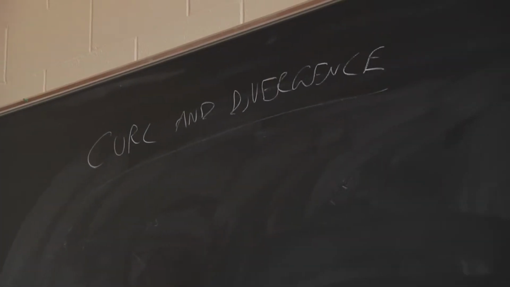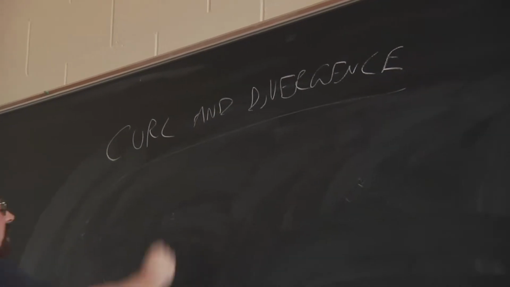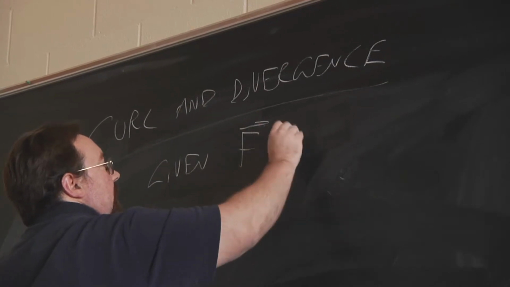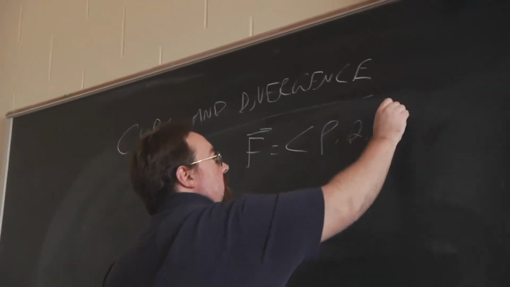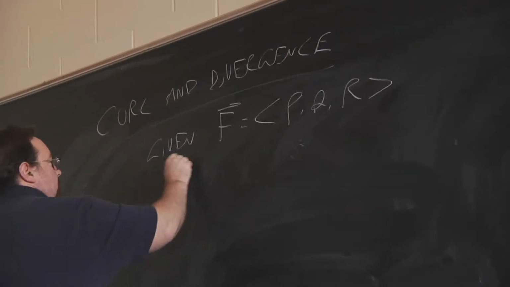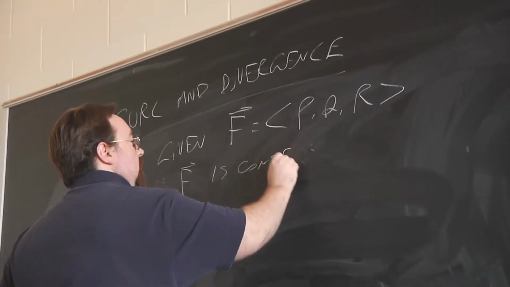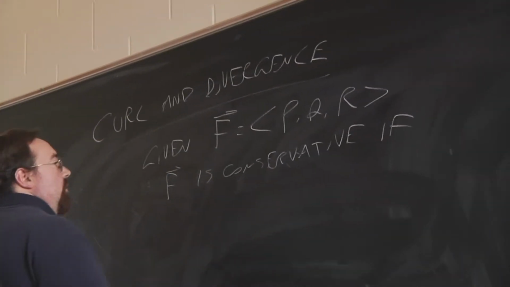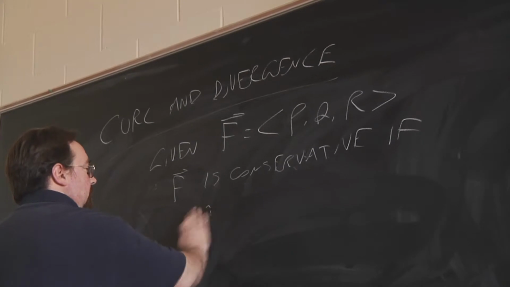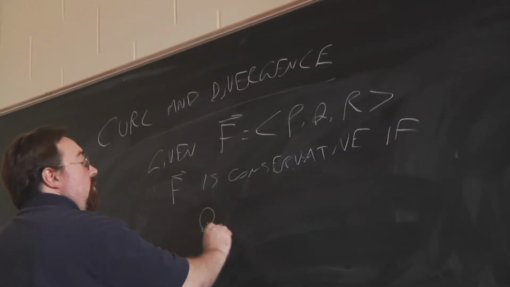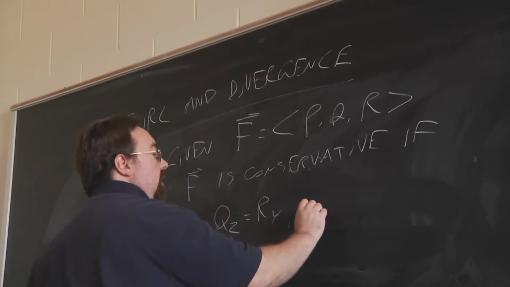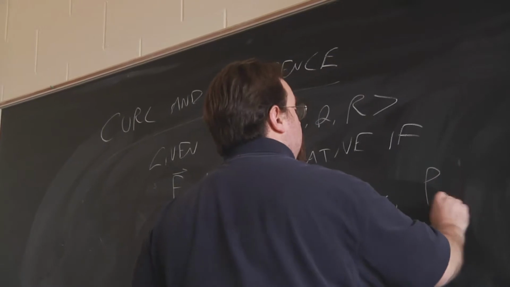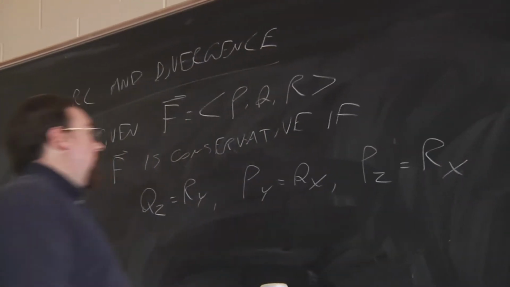Now, one thing that's come up during the last couple lectures is, given a vector field F in 3 dimensions, we see that F is conservative if we have these 3 conditions: Qz is equal to Ry, Py is equal to Qx, and Pz is equal to Rx.